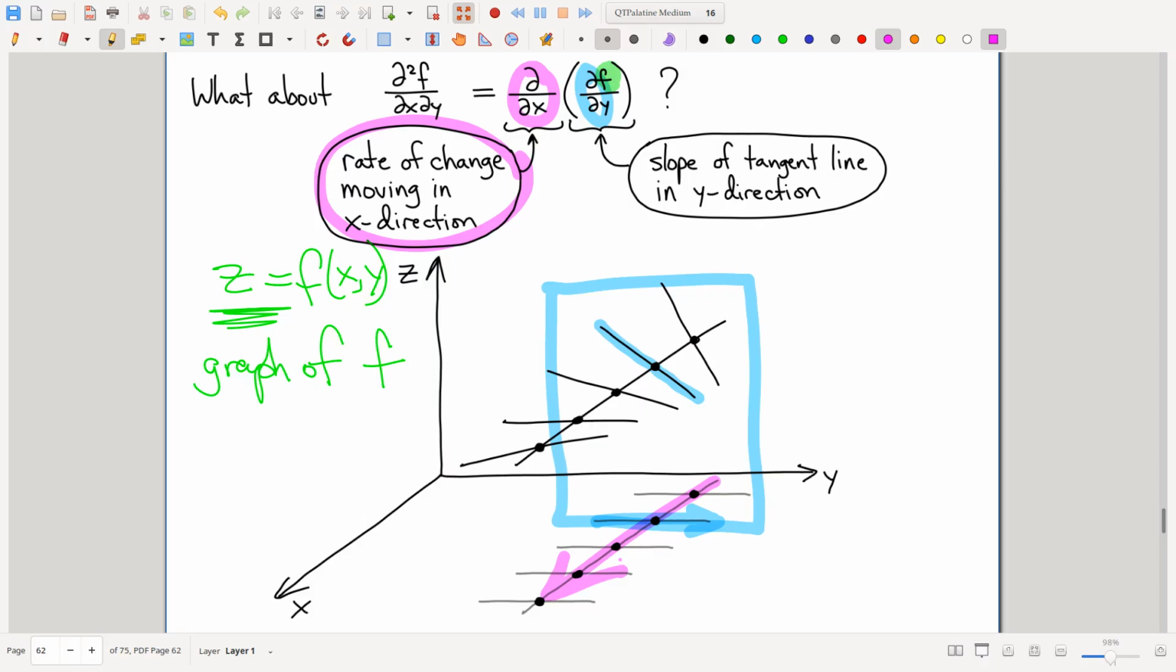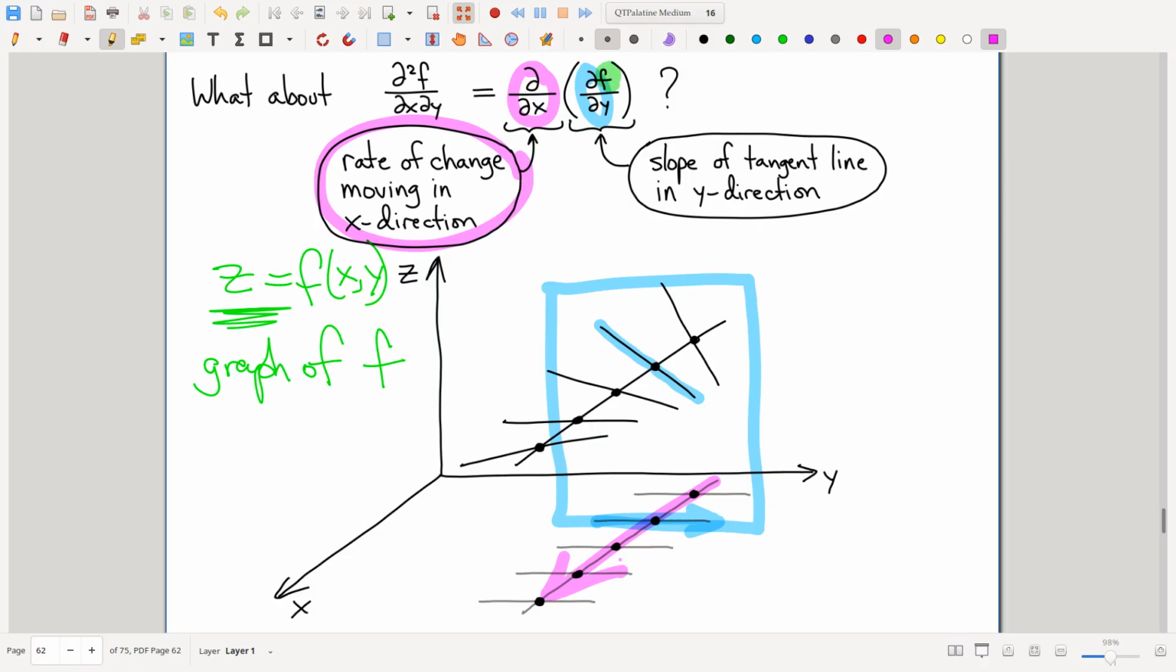The picture just gets ugly. But I've drawn various of these y partials, various of these tangent lines in the y direction representing y partials. And let's just talk about some numbers here. Approximately what does this look like? This one here, back in the far back, looks like it has a slope of about -2. And then this one's about -1. And this one's about -0.5. And this is about 0. And this is about +0.5.